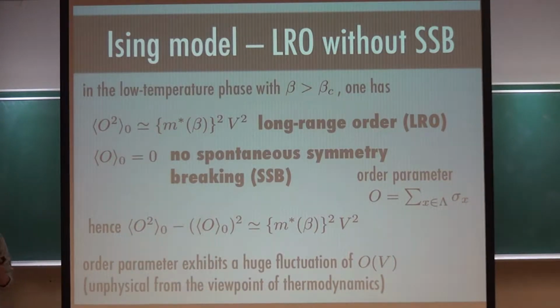Of course, this is a macroscopic quantity of order V. Its fluctuation should be of a smaller order than V, usually square root of V or something like that. But this is very weird. It exhibits a huge fluctuation proportional to the volume. And this is clearly unphysical if you look at the problem from some quantum view.